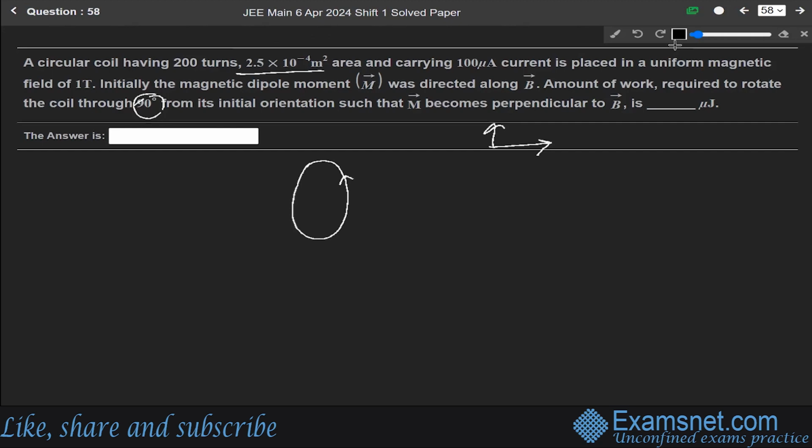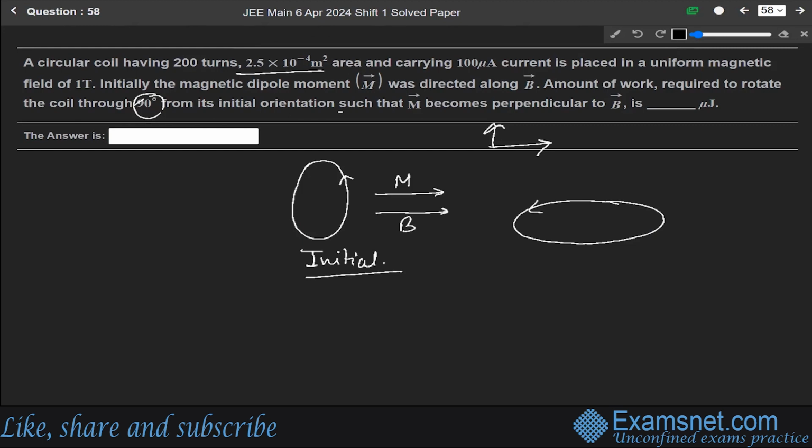Initially, the magnetic moment M is along the direction of B. Let us say M is in this direction and the magnetic field is also in this direction, and current is flowing in this direction. This is the initial one. Now the coil is rotated 90 degrees, such that the orientation of M becomes perpendicular to B. Now suppose B is in this direction, so M is in this direction. This is the final one.